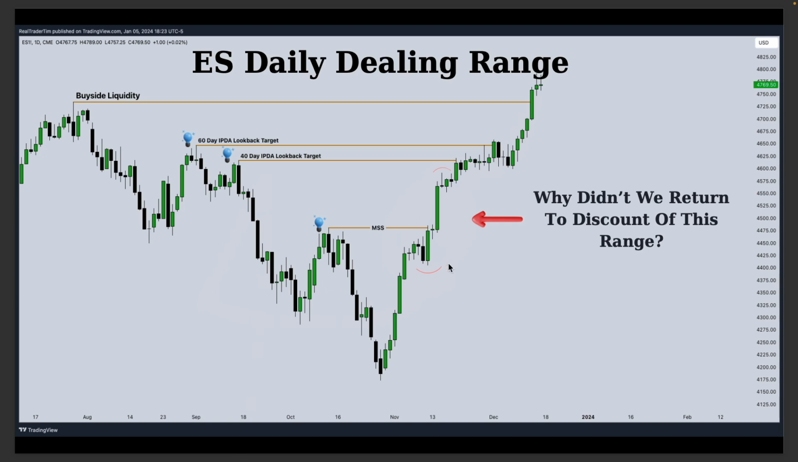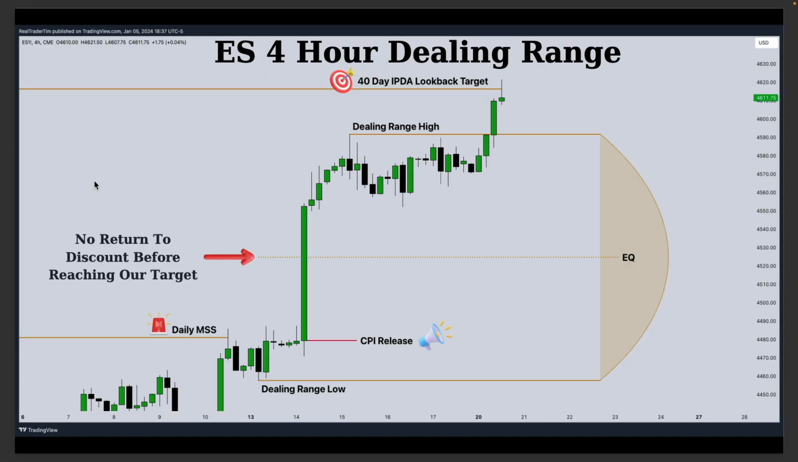So we need to, like previously mentioned, go down to the 4-hour and 1-hour charts and see, again, if we start to combine some concepts from our previous lesson, how we got to the 40-day IPTA look-back target, how we got to the 60-day IPTA look-back target, and then extended through to this buy-side liquidity. And now we are on the 4-hour chart.